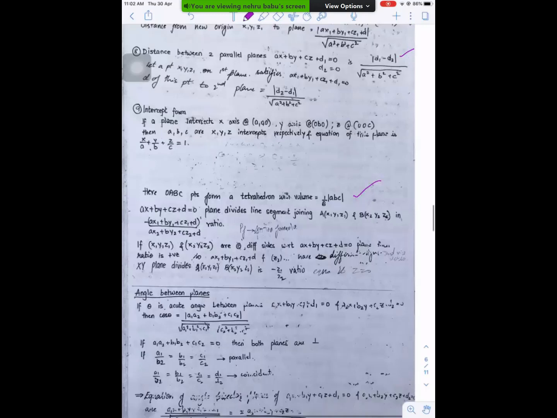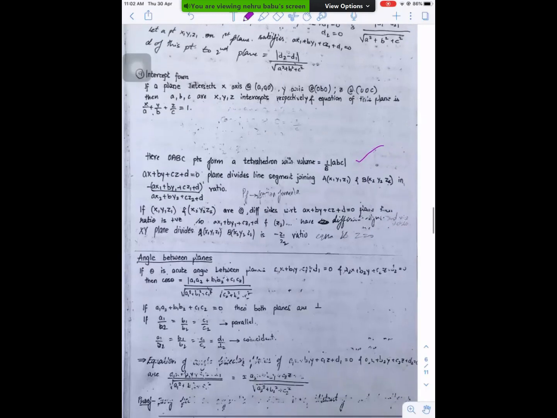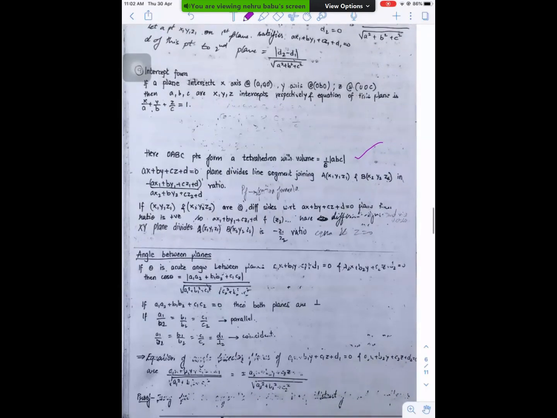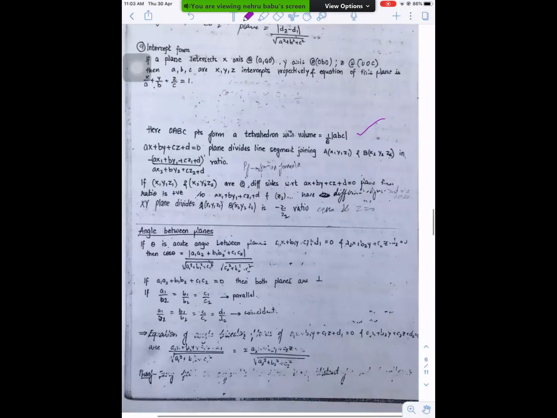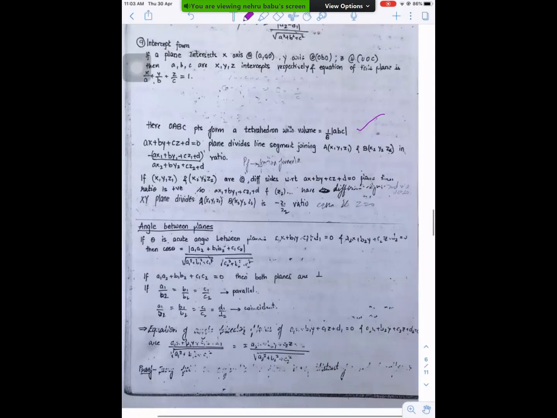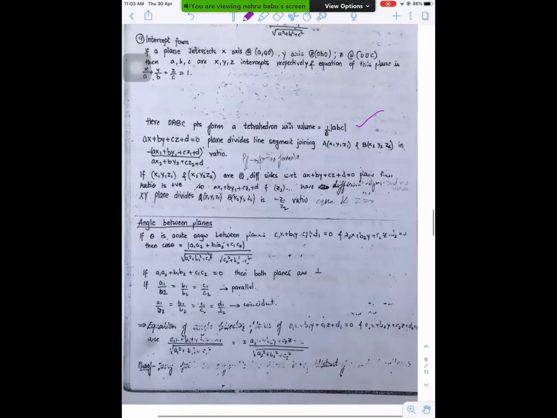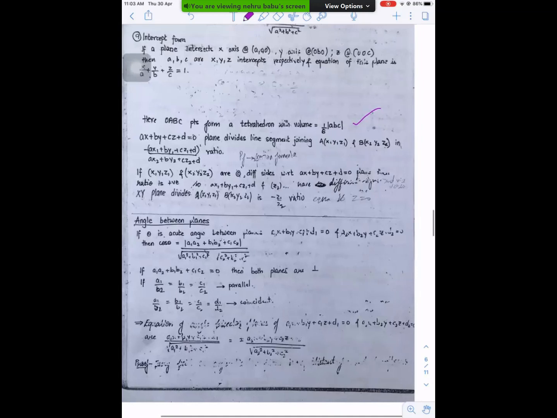And if you take any 2 points x1, y1, z1 and x2, y2, z2, then the plane divides them in the ratio minus of ax1 plus by1 plus cz1 plus d to ax2 plus by2 plus cz2 plus d. That point we discussed.